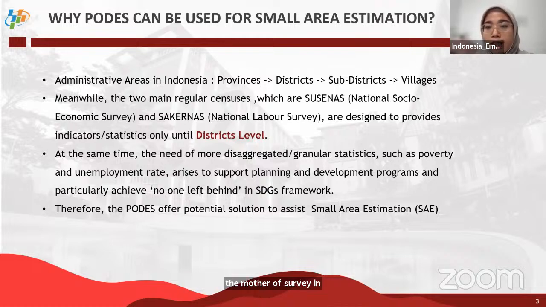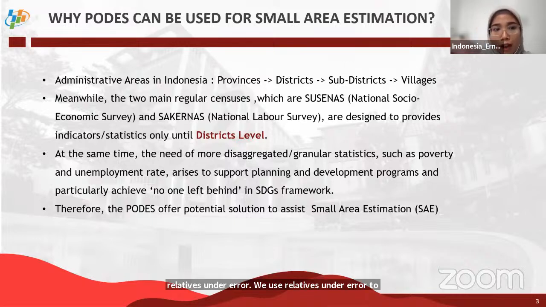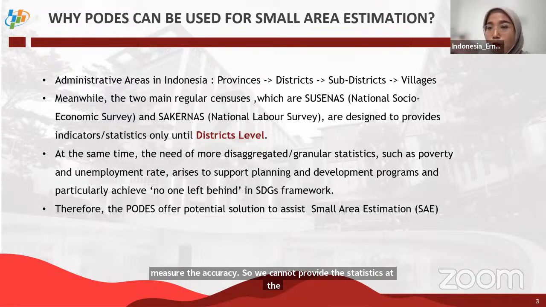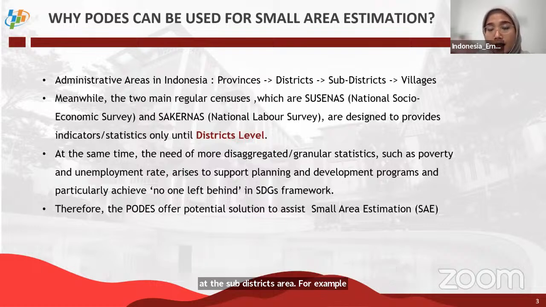However, these two surveys are designed to provide indicators or statistics only down to the district level. So if we try to provide an indicator at an administrative area lower than the district level, we are going to come to the issue of accuracy, which is a big relative standard error. We use relative standard error to measure the accuracy. So we cannot provide the statistics at the sub-district level. For example, poverty in Indonesia is presented only up to the district level.